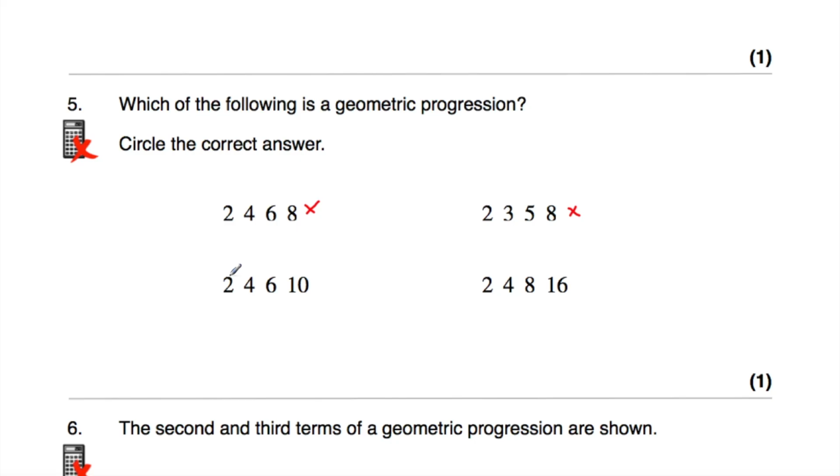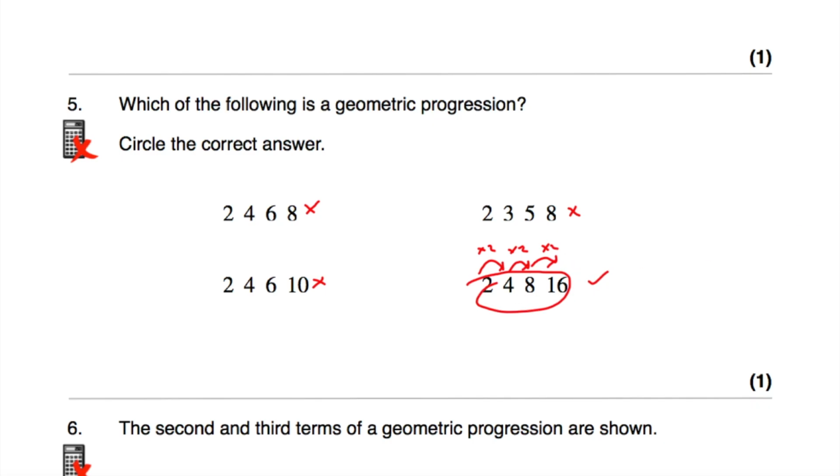Okay, the next one, 2, 4, 6, 10. So this one, where 2 plus 4 is equal to 6, 4 plus 6 is equal to 10. So it's not that one. We're not multiplying by the same number each time. Let's have a look at this one. 2 times 2 is equal to 4. Times 2 is equal to 8. Times 2 is equal to 16, and so on. So it's that one. That's the geometric progression.